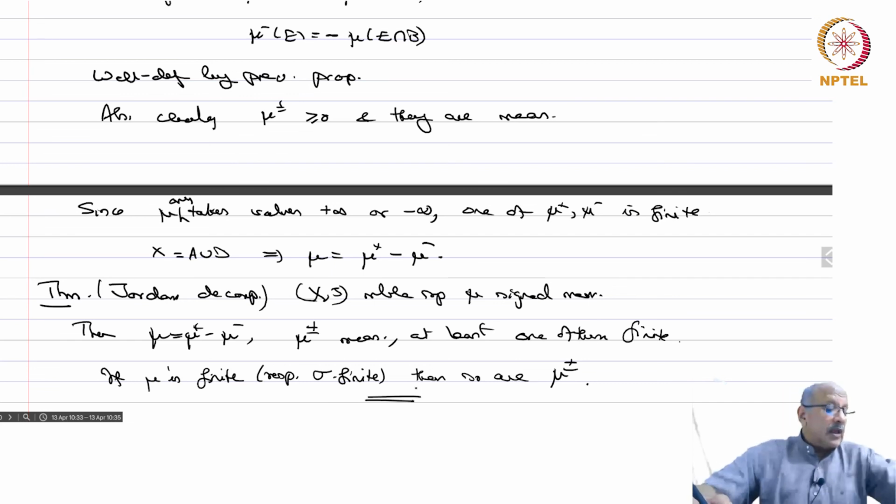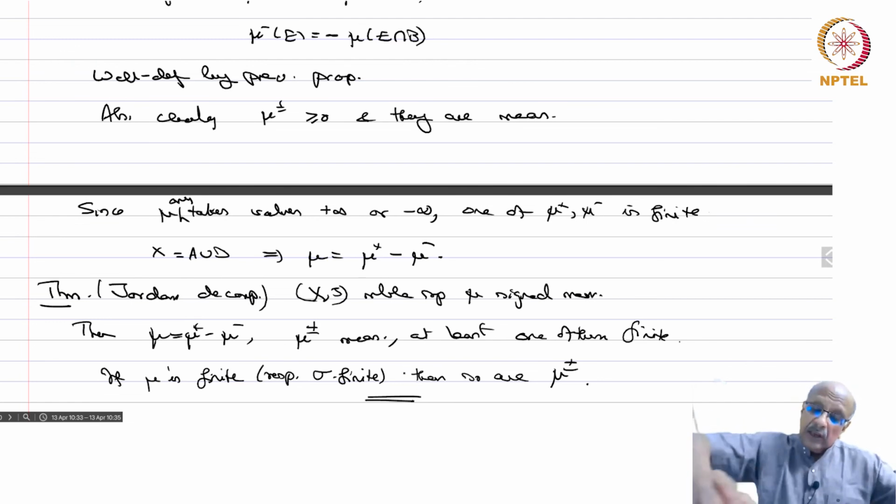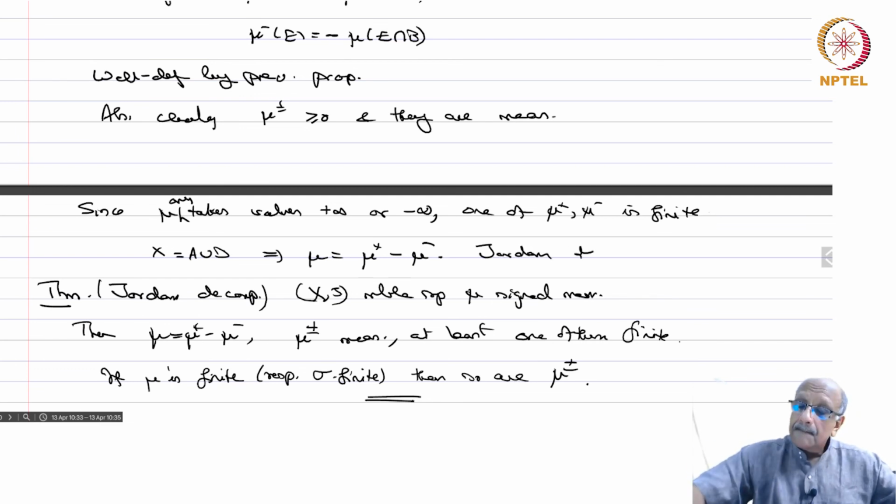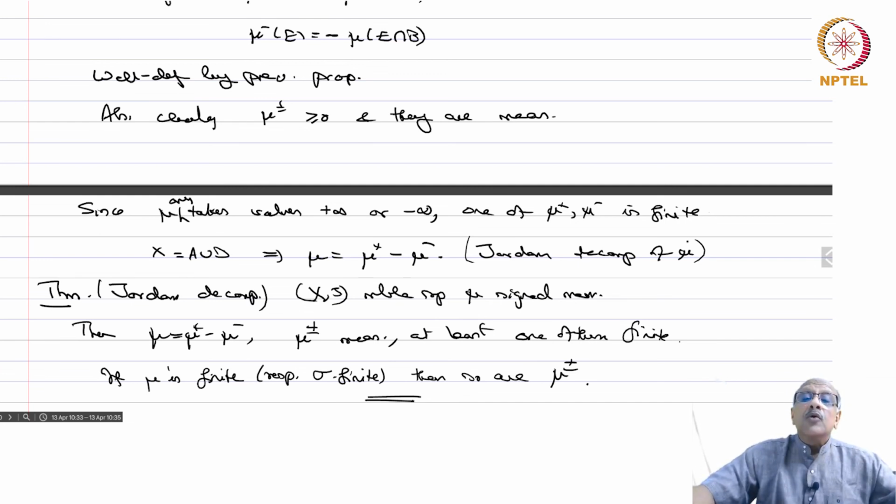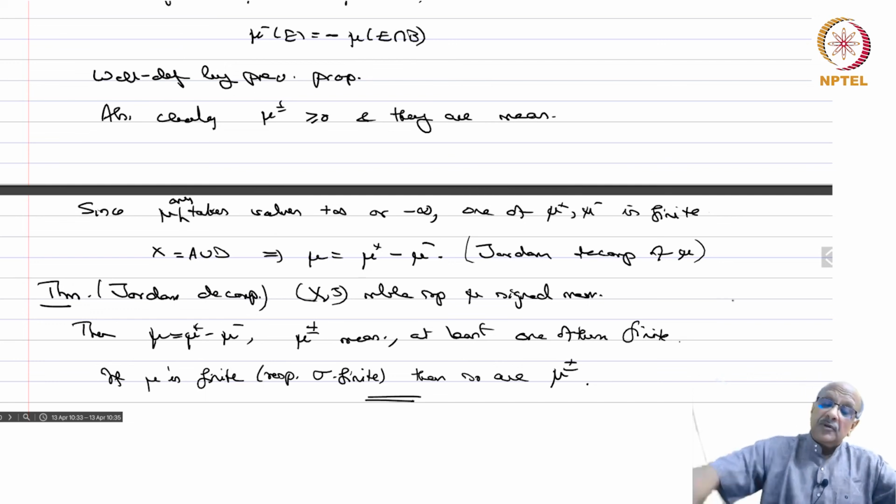So we will continue with this next time. This decomposition, mu equals mu plus minus mu minus, is called the Jordan decomposition of mu. So you have a Hahn decomposition, and in terms of the Hahn decomposition you can define the Jordan decomposition, and of course, though the Hahn decomposition is not unique, the Jordan decomposition becomes unique.